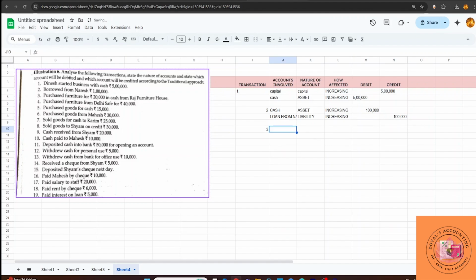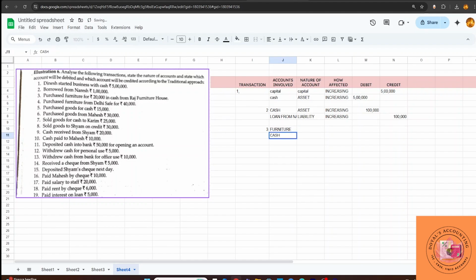Now third transaction. We have purchased furniture for rupees 20,000 in cash from Raj Furniture House. Since we have paid for the furniture in cash, the name of the furniture house is immaterial. However, if we had purchased the same furniture on credit, then we would mention the name of the furniture seller in our books. So what accounts are involved here? Furniture and cash.